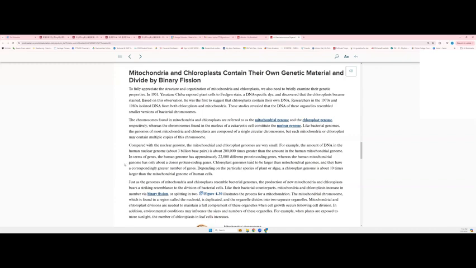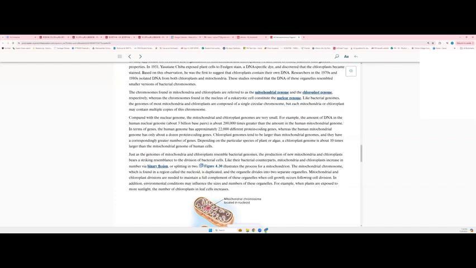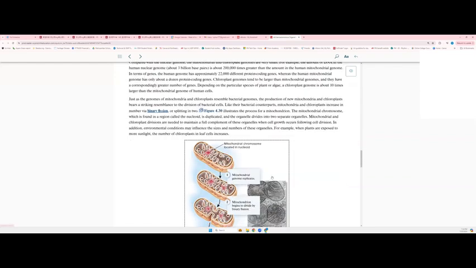And then scientists started asking where these separate and different genomes in mitochondria come from. Then they came up with some kind of hypothesis.